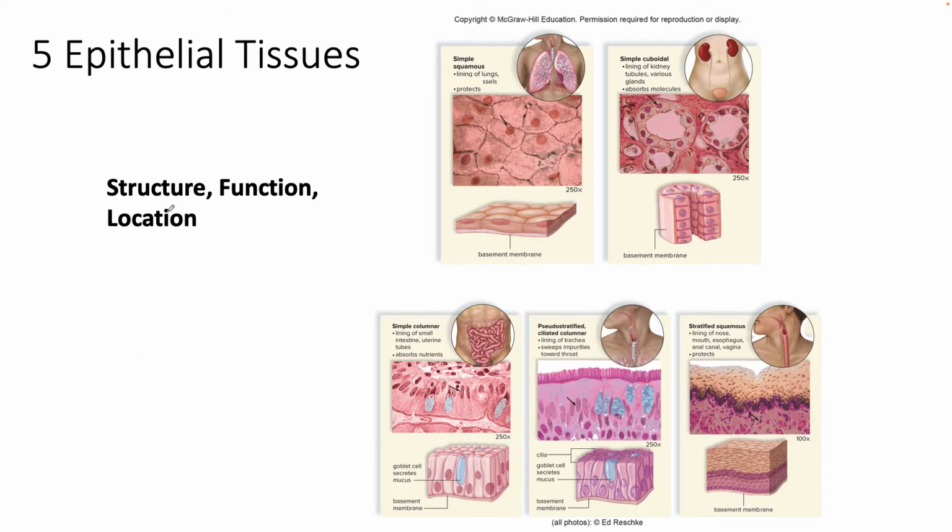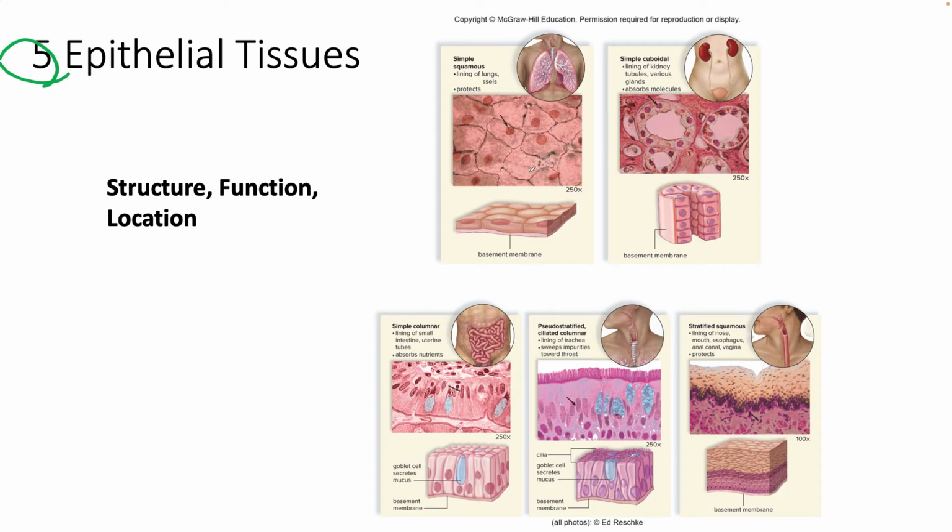And in fact, there are 5 different tissues that you have to learn. There's way more than this in reality, but you only have to learn 5 for this class. But what I do want you to keep in mind is that the structure influences the function, and the function is influenced by the location. So these things all go together. So when you're memorizing these, make sure to take into account the structure versus the function.